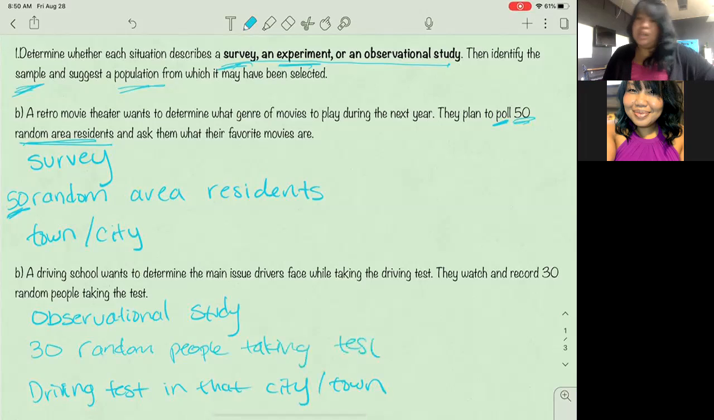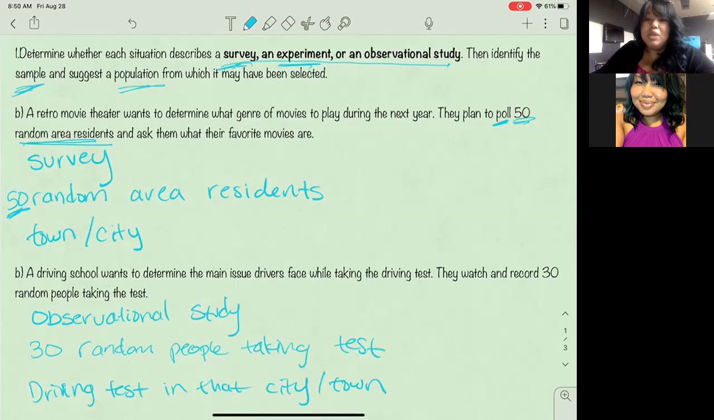Now, this is not exactly what the book has said. Let's just see what the book has said, because your answers are going to be different. In this case, the book's answer is survey for A, 50 residents that were polled. The population is all potential moviegoers. Well, I said the moviegoers in that town or city, right?